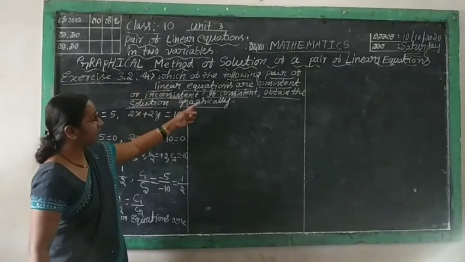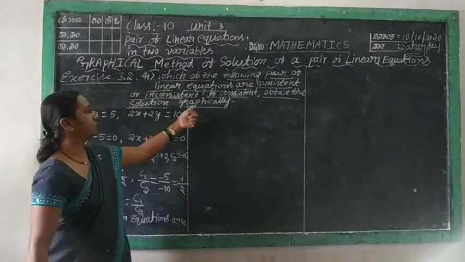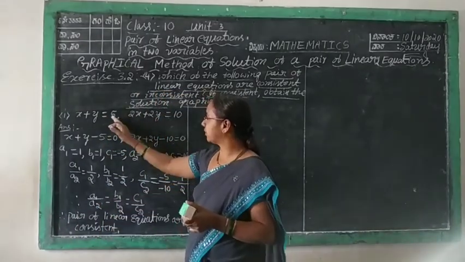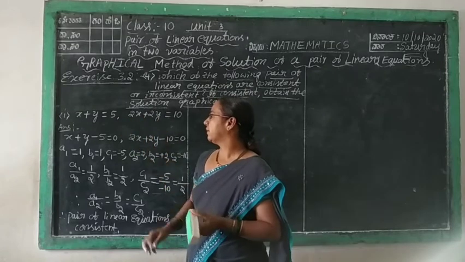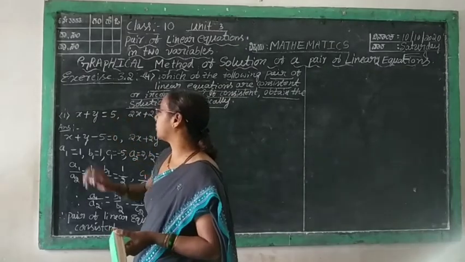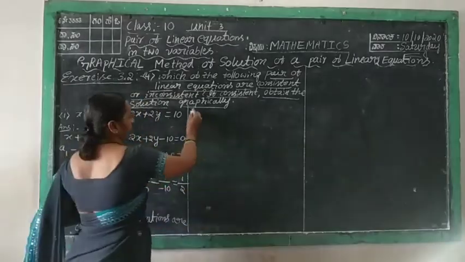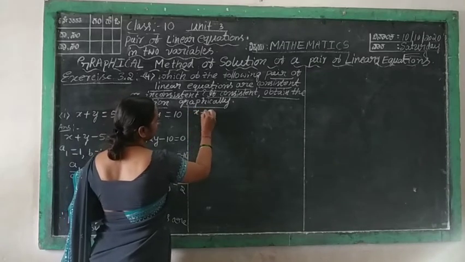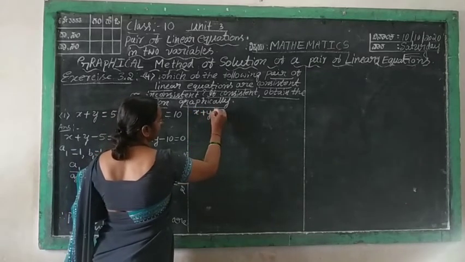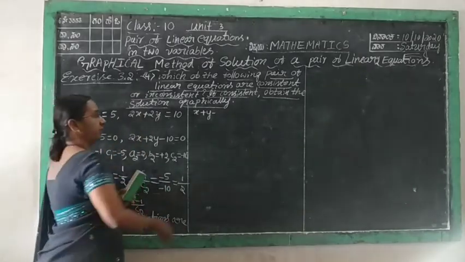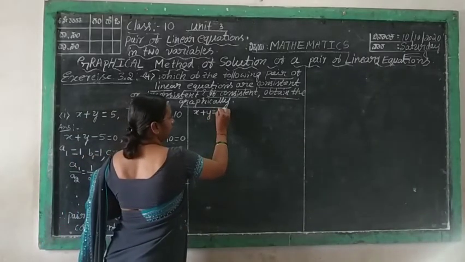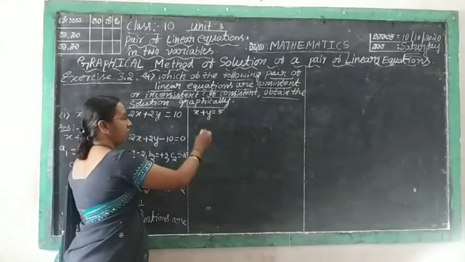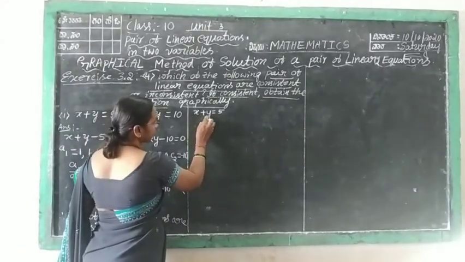As the question says, if consistent, obtain the solution graphically. We take two solutions for the graphical method. We solve and identify the x and y coordinates. Solve it graphically. First, x plus y equals 5 is written in the form y is equal to mx plus c.